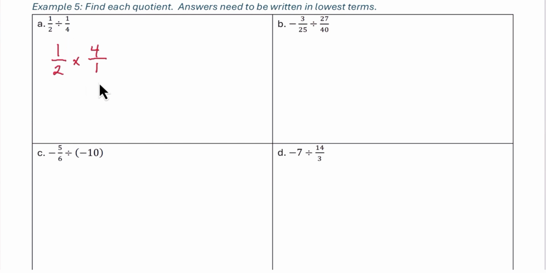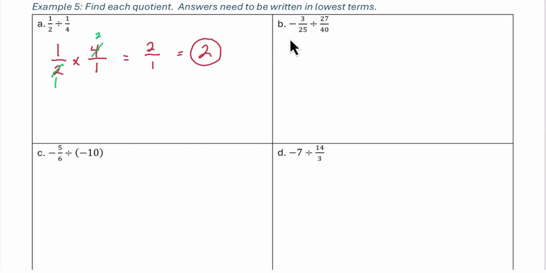Now that we've converted it to multiplication, we can reduce before we multiply. 2 and 4 have a GCF of 2, so we'll divide each of those by the GCF. 2 divided by 2 is 1, and 4 divided by 2 is 2. We now have multiplication. 1 times 2 is 2. 1 times 1 is 1. And then simplifying this, 2 divided by 1 is 2.